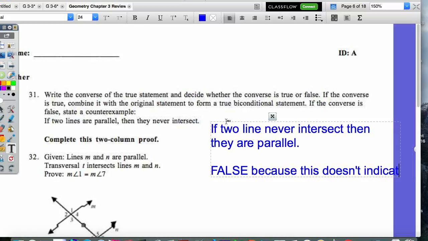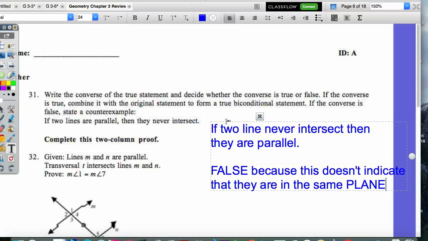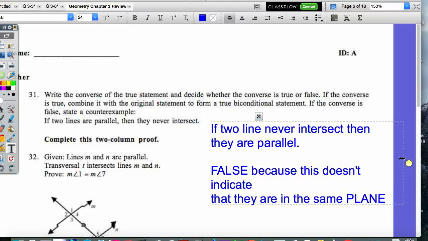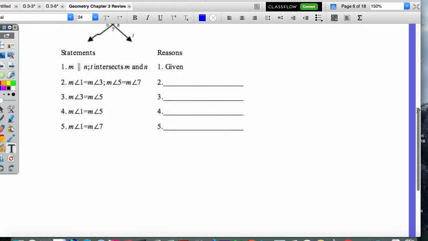indicate that they are in the same plane. If two lines are parallel, then from that we know they're in the same plane. But when you write the converse, that's false because you don't say that they're in the plane. One could be kind of laying flat on a piece of paper. One could be coming through each other. So they don't intersect, but they're not parallel. In order for this to be true, it would have to say in a plane, if two lines never intersect. But it does not. Hence, it's false.